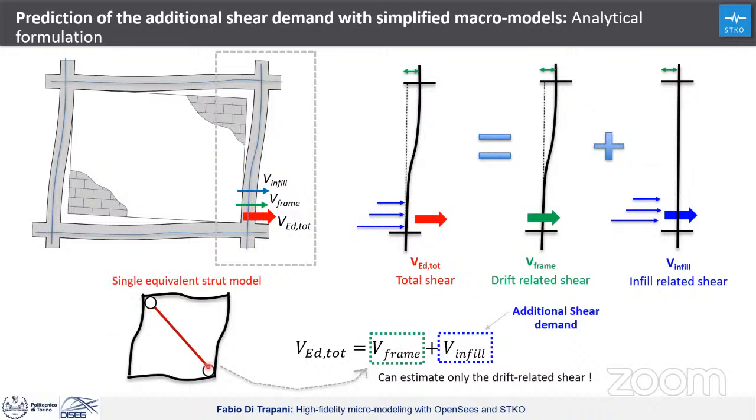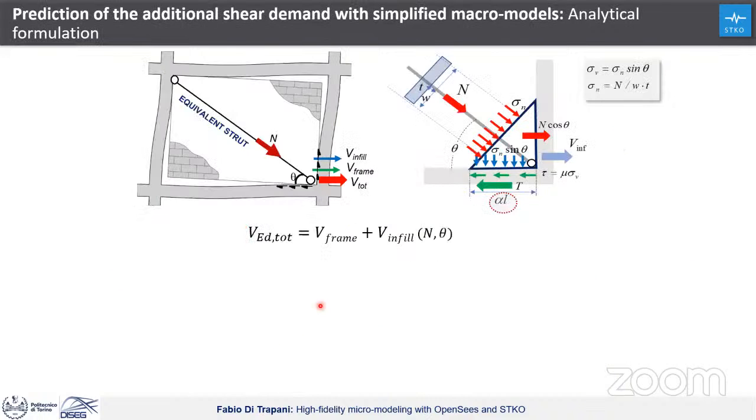Unfortunately, with the equivalent strut approach, we are able to estimate only this amount here. So the question here was, can we also estimate some correction for this value and provide some correction for the estimation of the shear demand?